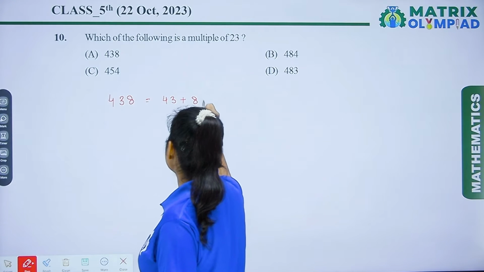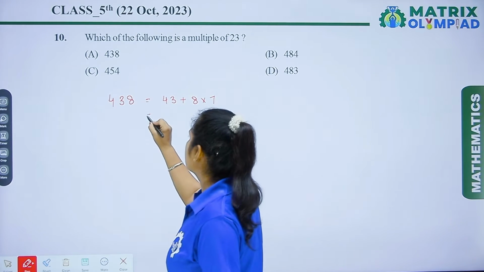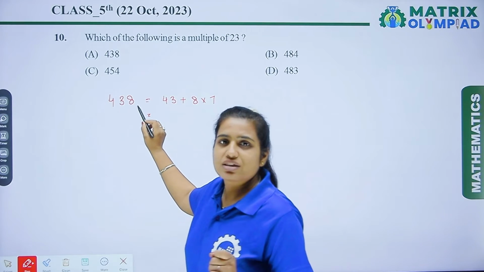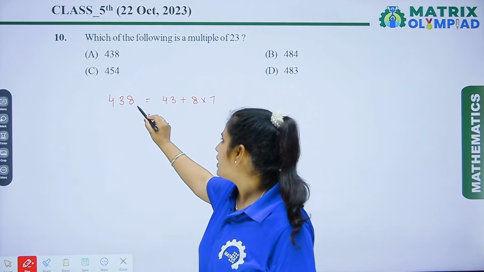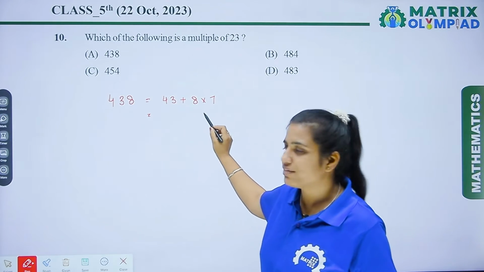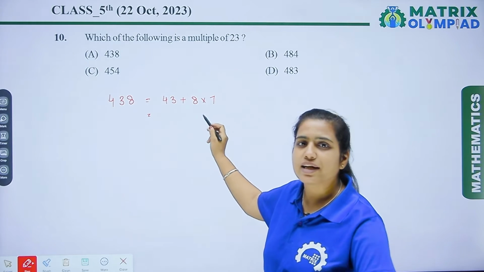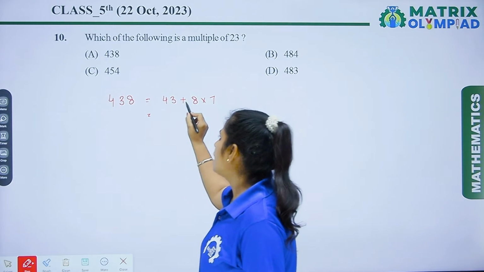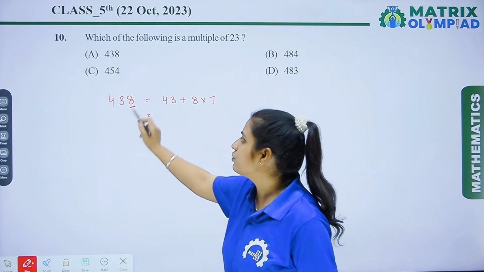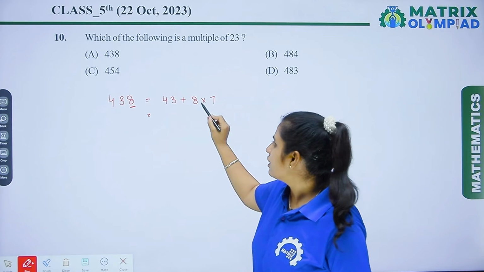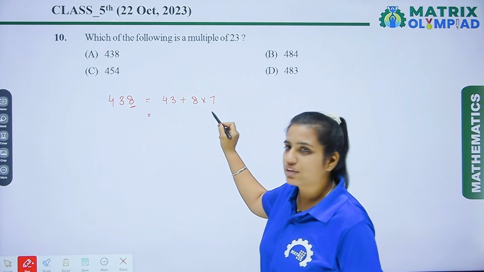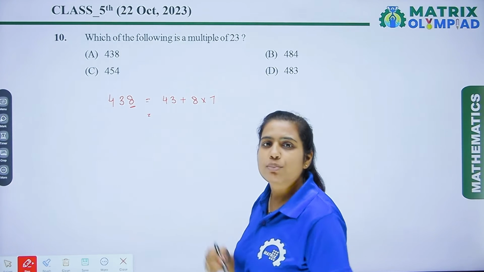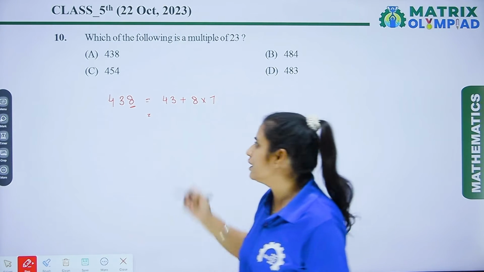43 plus 8 multiplied by 7. This divisibility rule says that the last digit of the number is multiplied by 7 and the product is added to the remaining number. So we are doing the same thing. 43 plus the last digit, which is 8, and 8 is multiplied by 7. After the multiplication, we have to add the product to the remaining number, that is 43.